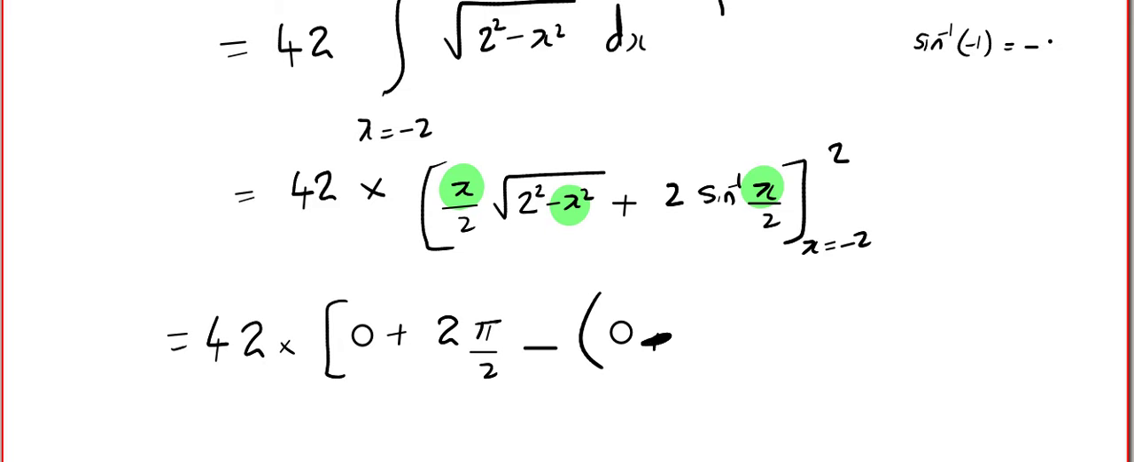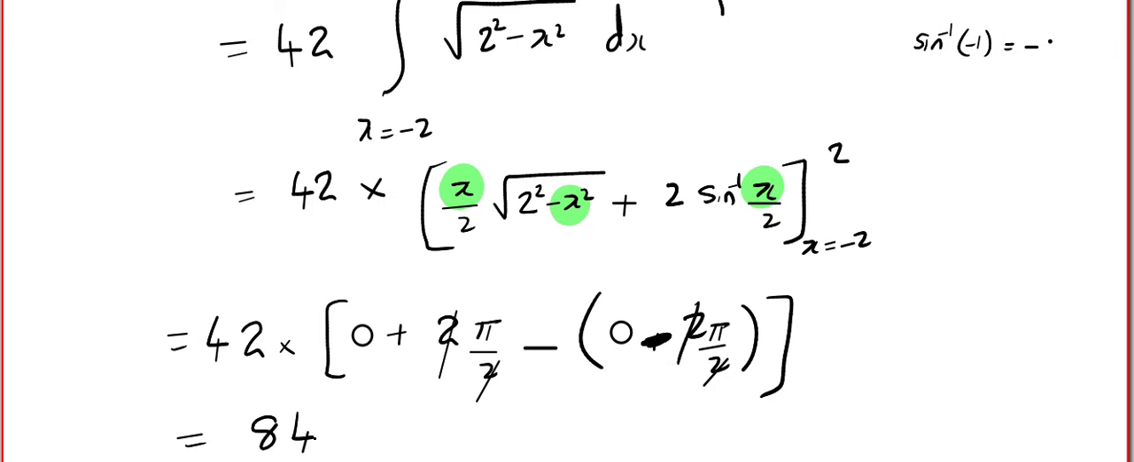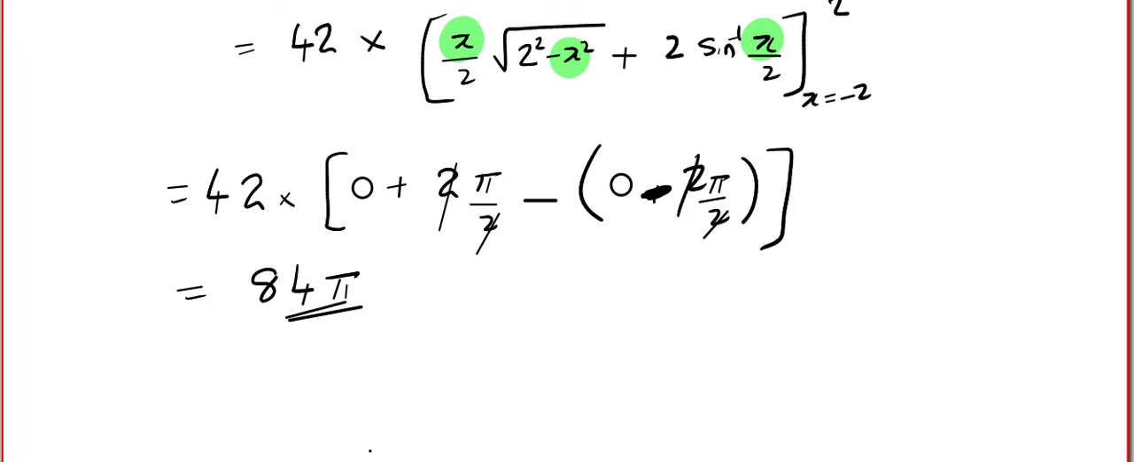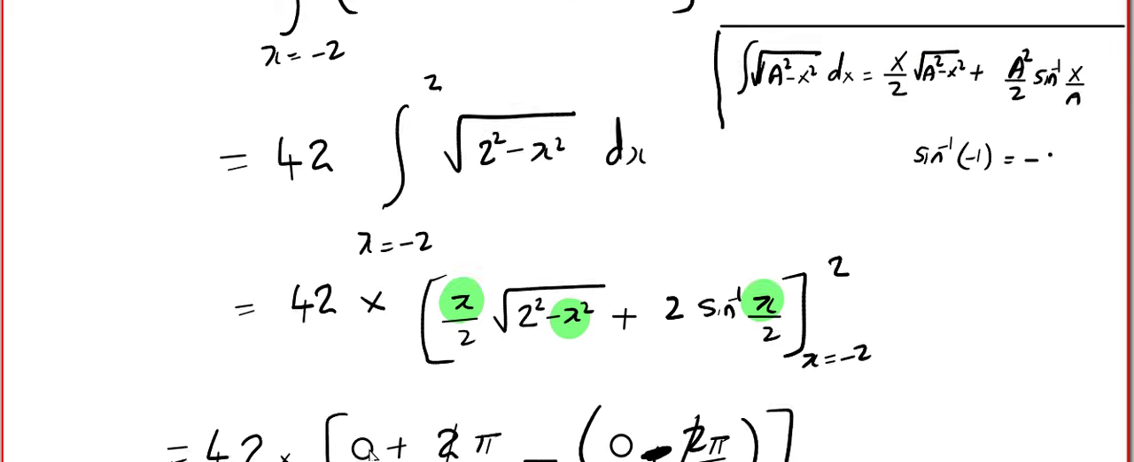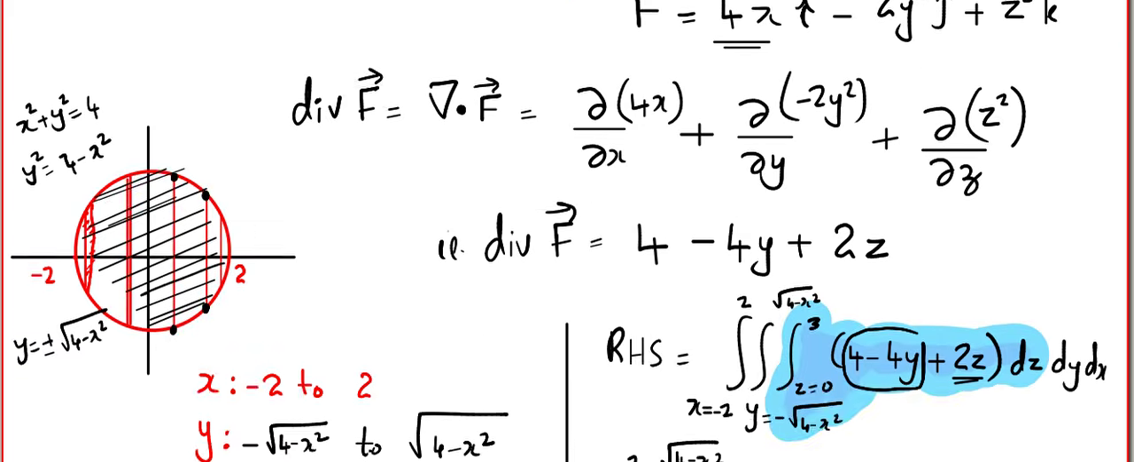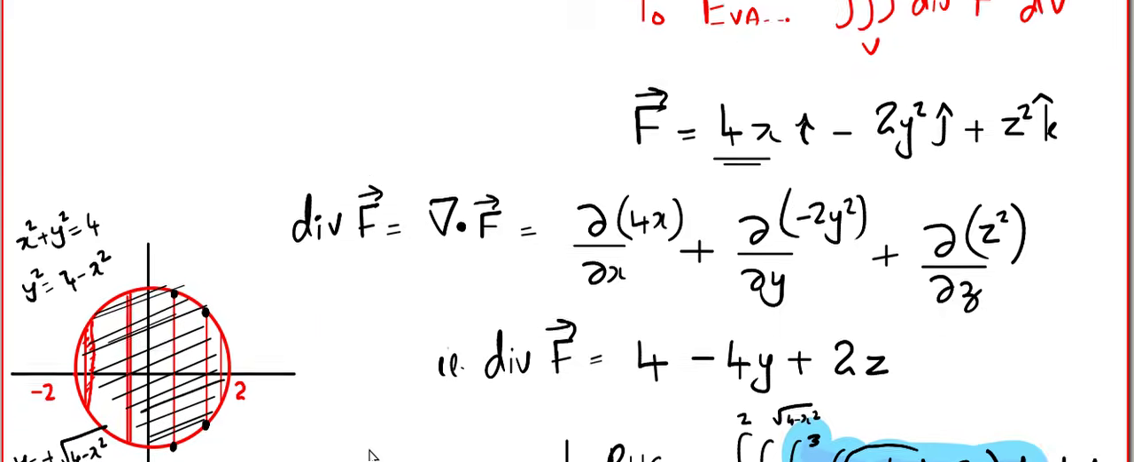So this is going to be minus 2 pi by 2. So cut. So 42 into 2, that will be 84 pi. Okay, so we are done with one integral. So think about it, you have to evaluate 4 integrals like this, 3 more integrals like this. Okay, now let's go a little bit fast.